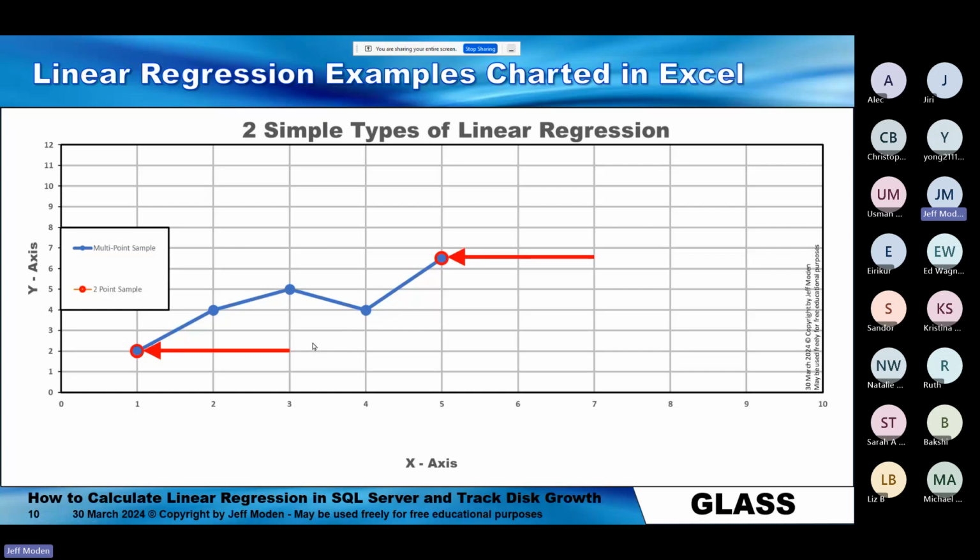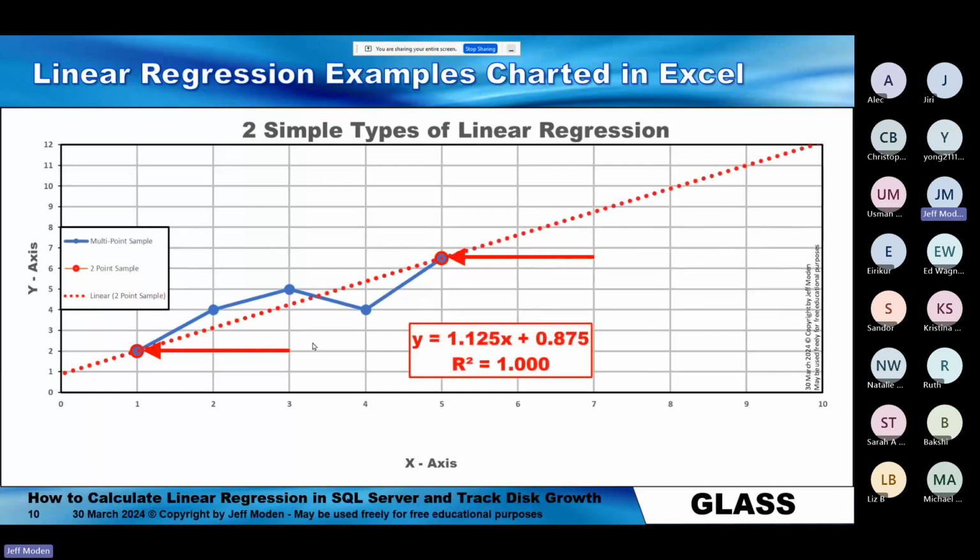If you look at the start and the end points and only consider those, that's what I call a 2-point sample. Now, the 2-point sample is kind of cool. If you draw a line between those 2 points, you end up with Excel giving you a line that looks like this in this particular case. And just to point out, we'll talk more about what this formula means, but the R squared there is what's known as Pearson's correlation coefficient, and it's a 1 here.